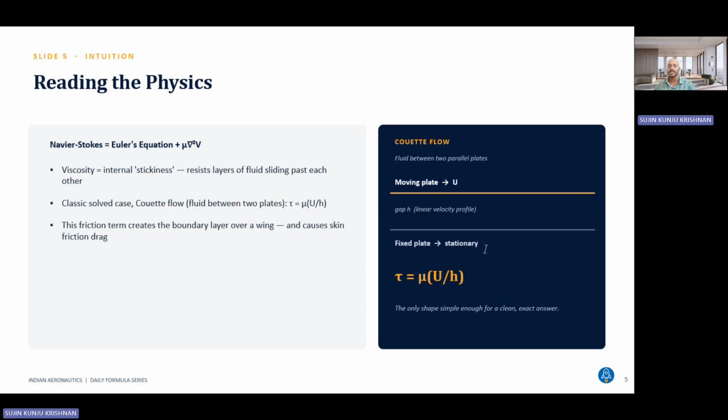This single friction term is what actually creates the boundary layer over your wing, that thin sheet of slowed-down air right next to the surface. And it's the direct source of skin friction drag, one of the major drag components on any real aircraft.